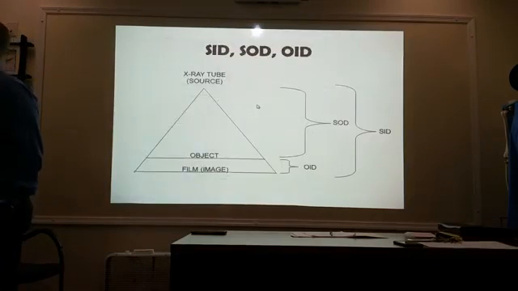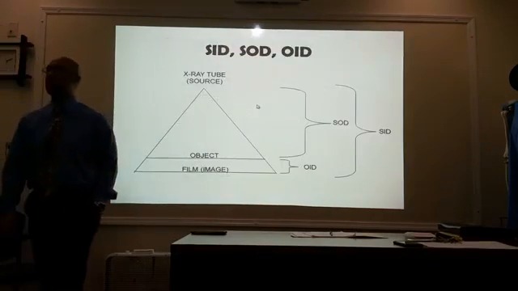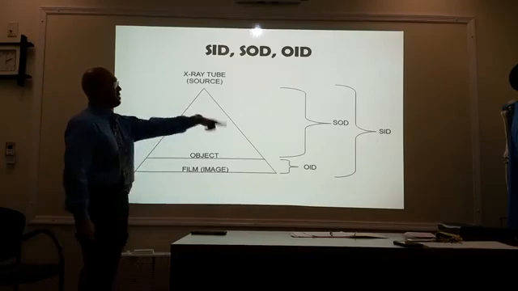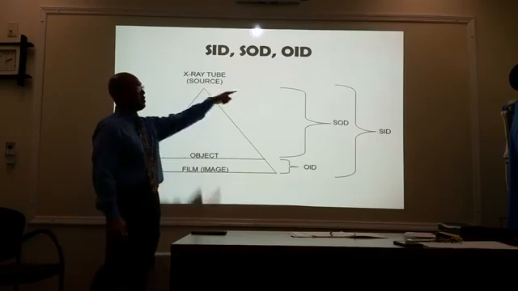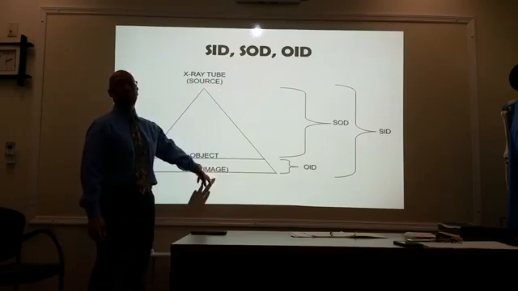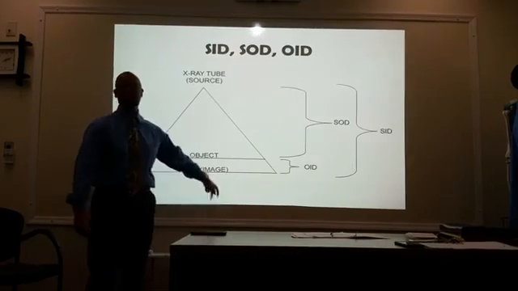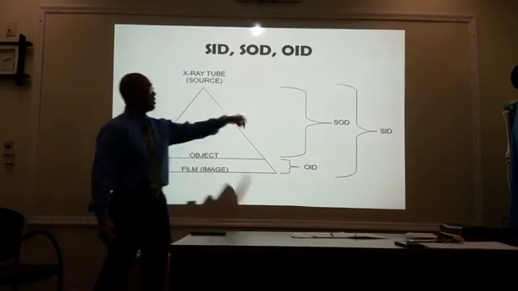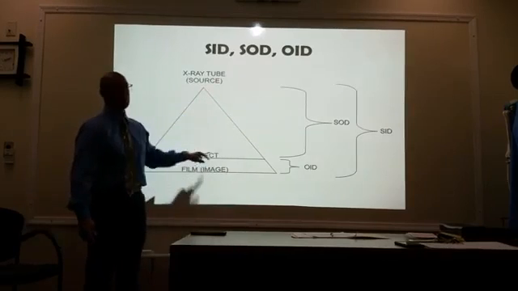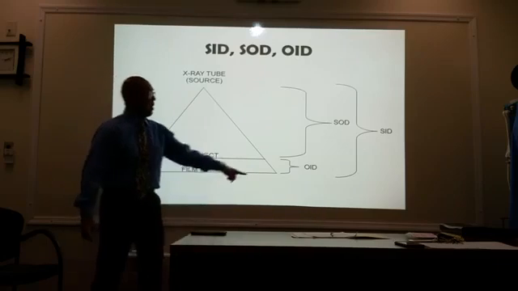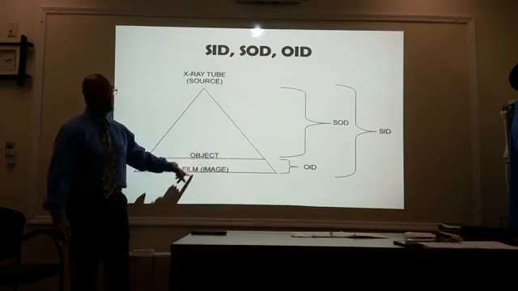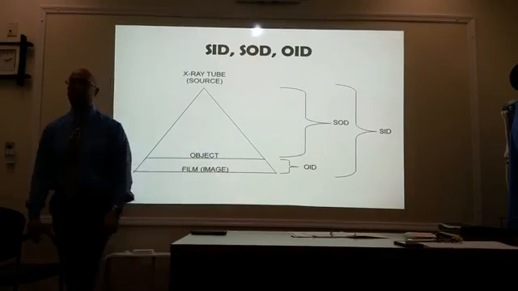So again, here's your example here. You've got SID, SOD, and OID. Your source to image distance is from your X-ray tube to your image receptor. It can be film, or what's the other one we talked about? PSP. So it can be your film or your PSP. Source to object distance is from the X-ray tube to the part being X-rayed. OID is the distance from the part being X-rayed to your image receptor.